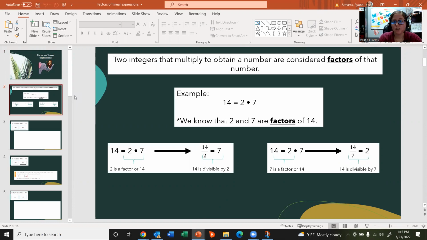You can also break it down a little bit further. 14 is equal to 2 times 7. 2 is a factor of 14, so when we look at 14 divided by 2, we get 7. Also, the other way, 14 divided by 7 gives us 2. That shows us that 14 is divisible by 2 and 7, which also shows us that 2 and 7 are factors of 14.